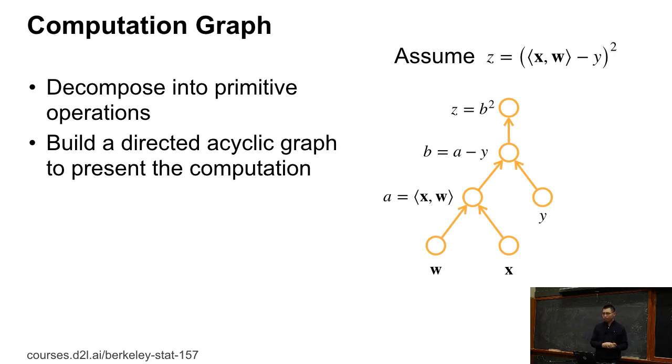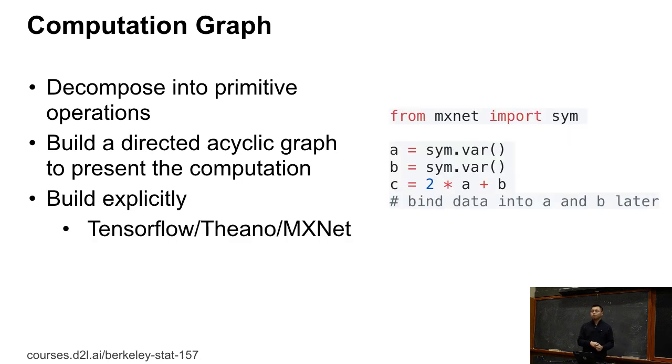Once we have the computation graph, we can do the AD. Usually we don't build it by hand. Usually the deep learning frameworks will build that for you. There are actually two approaches. The first approach is called symbolic computing, which is what TensorFlow, Theano, and MXNet are doing. For example, in MXNet, we have a module called symbol. Here we show three lines of code. We first create two variables, a and b, which are symbols. They are variables, and we don't have data yet.